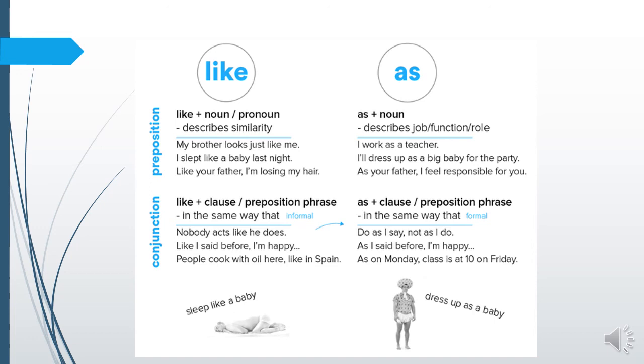One of the pictures is a caricature that explains the use even further. So, he sleeps like a baby, similarity between how you sleep and how babies sleep. But as he dresses up as a baby, his function here, or the role he is putting on, is of a baby.